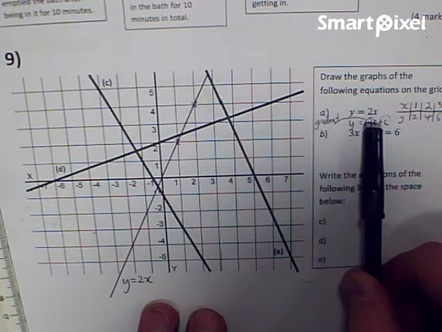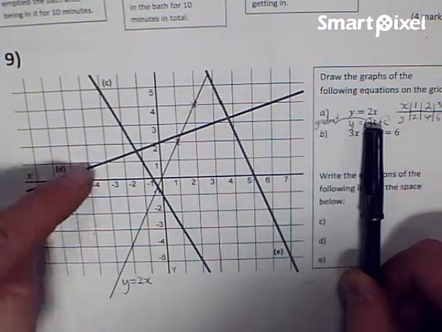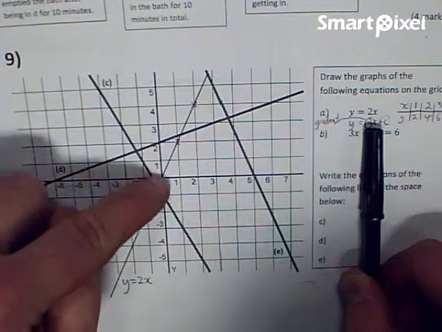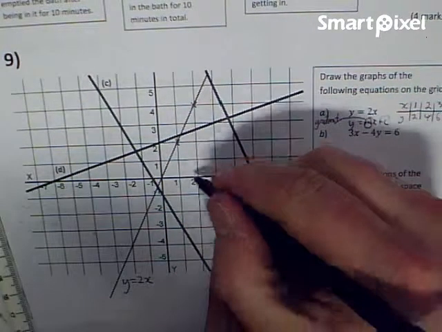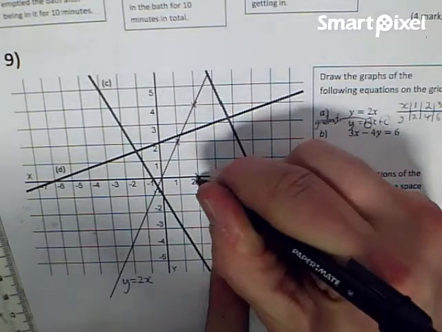So 3x equals 6. So when y equals 0, so when it's nowhere up or down, so this is on the x-axis, then 3x equals 6. So x has got to equal 2. So I know it must go through this point.